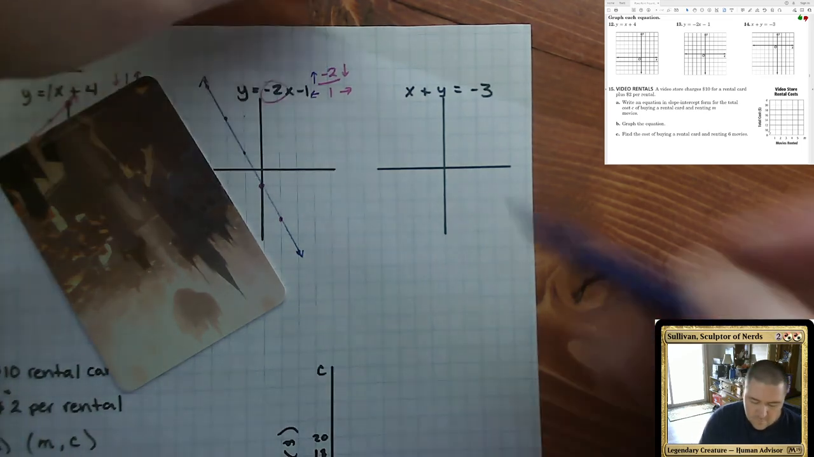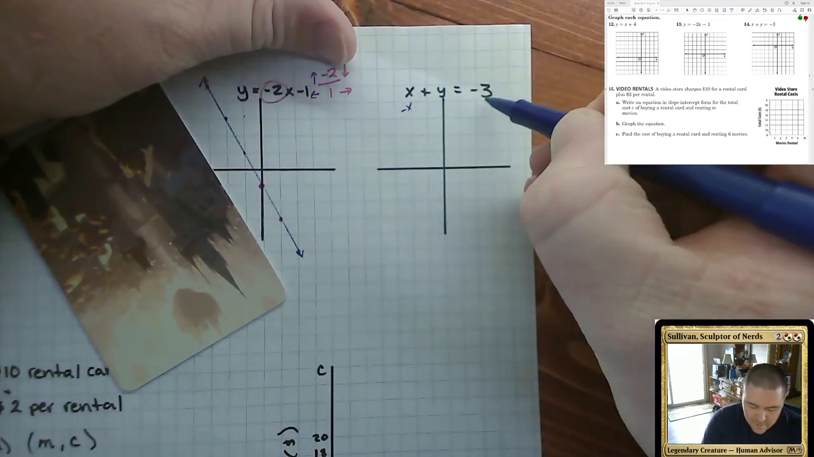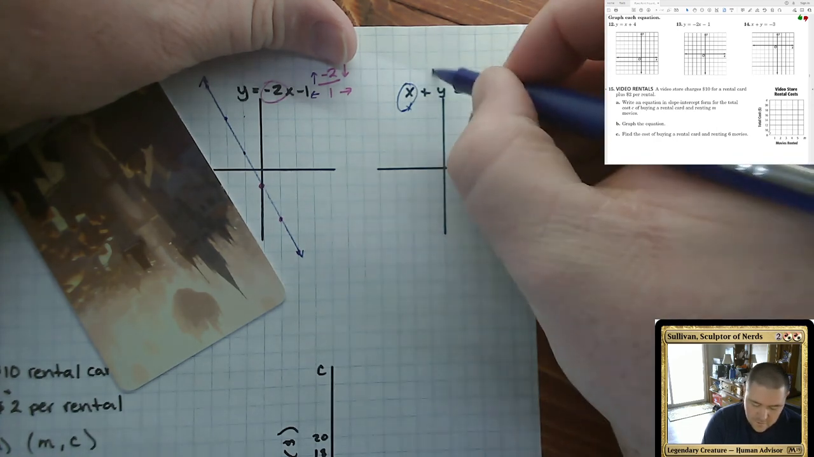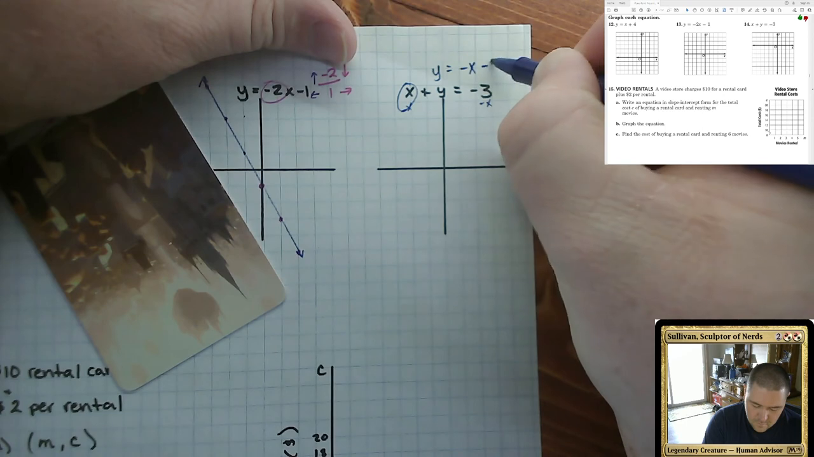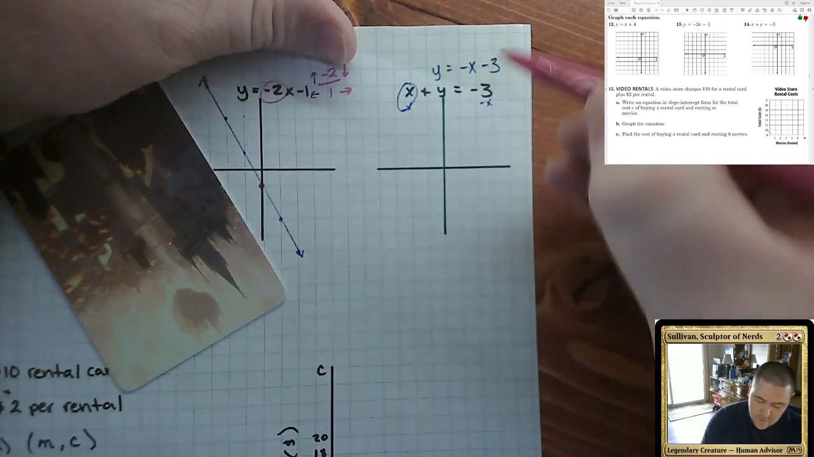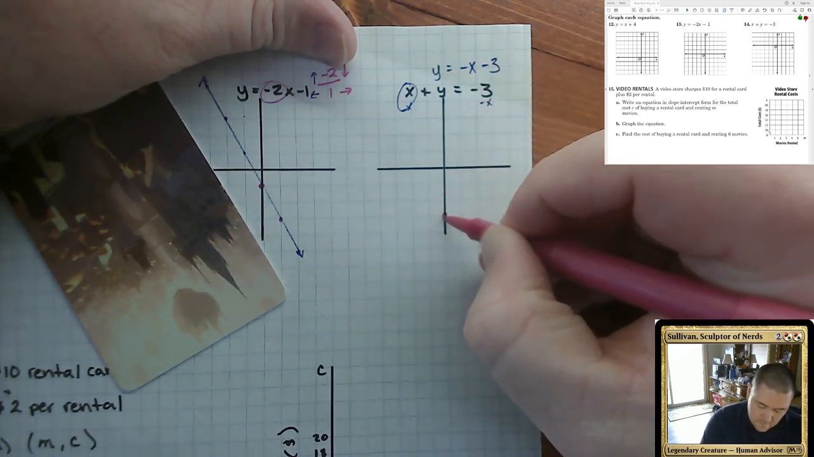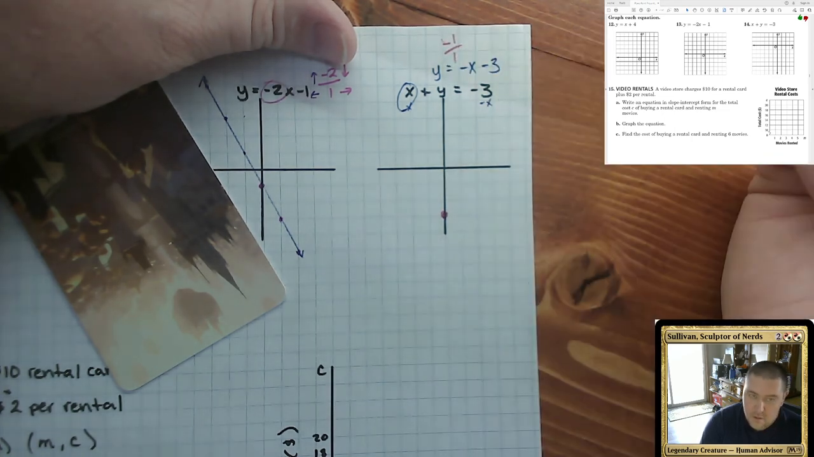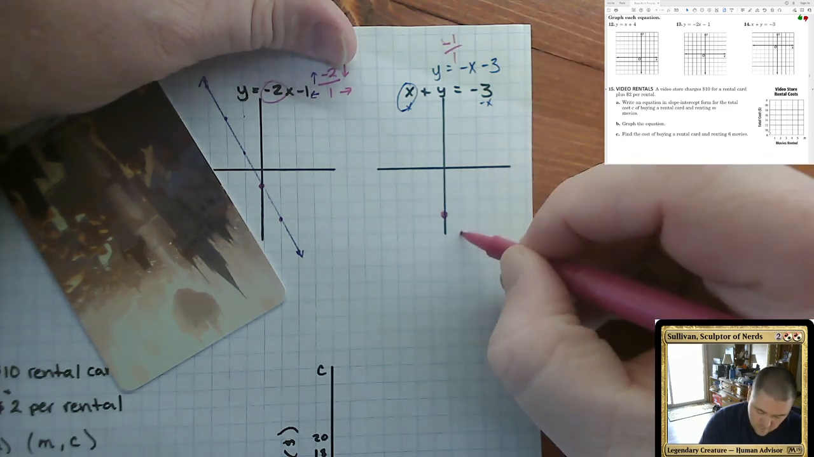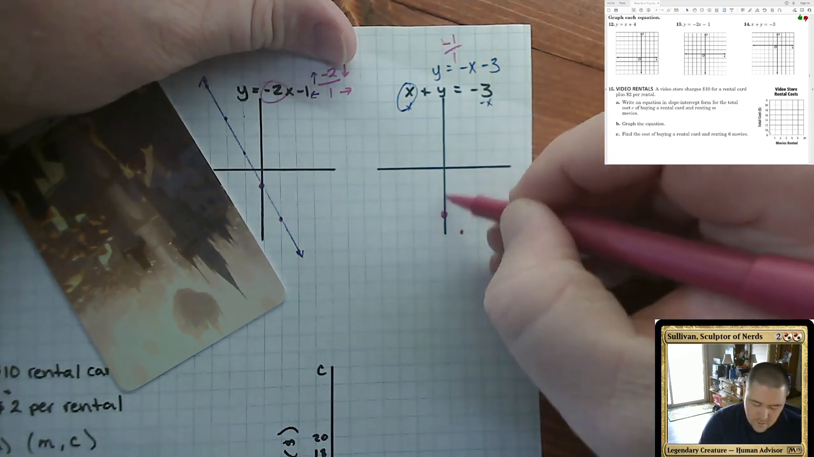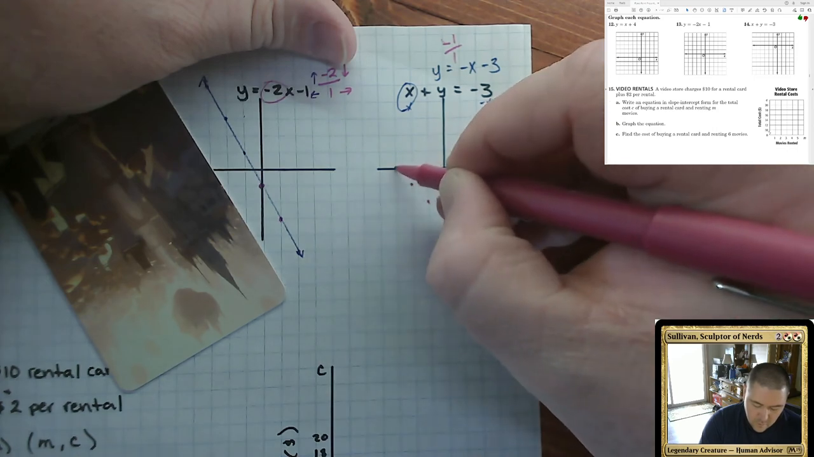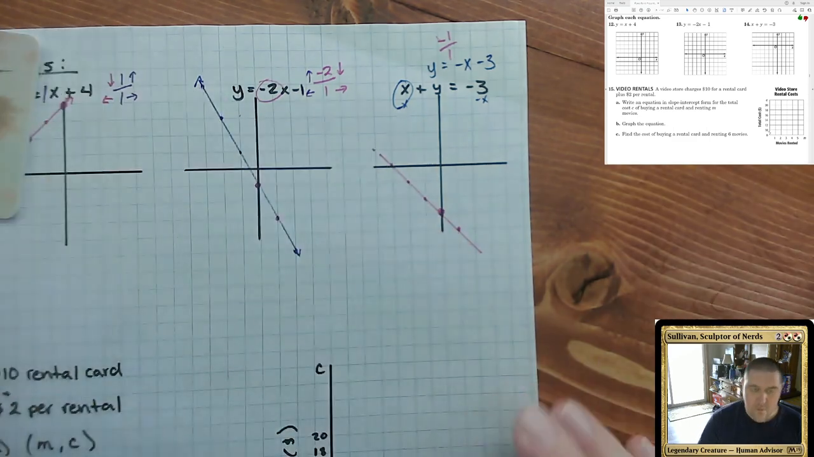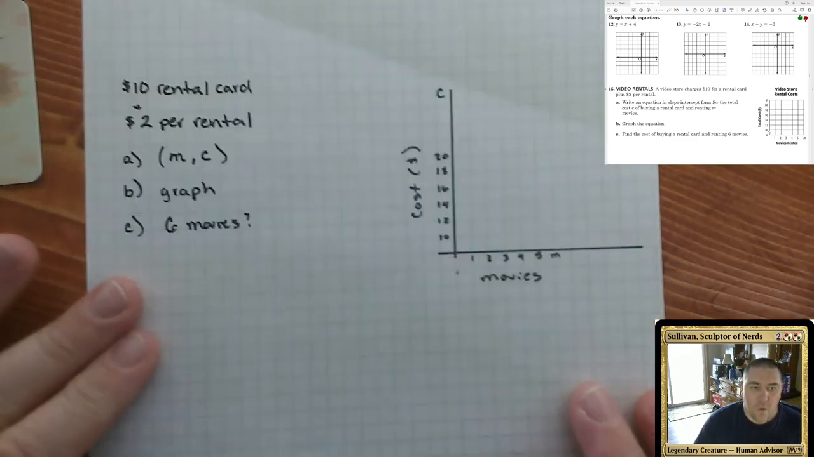The last one, just real simple, I had to subtract x from both sides. These are not like terms, so I just leave them. So we got a y-intercept of negative 3. And a slope of down 1, right 1. Or reverse it, up 1, left 1. Up 1, left 1, up 1, left 1. There you go. Word problem.